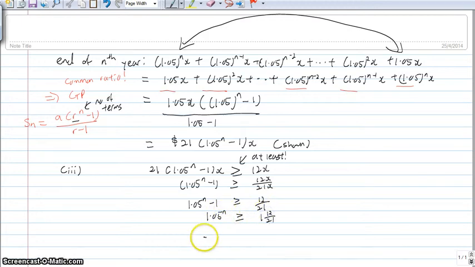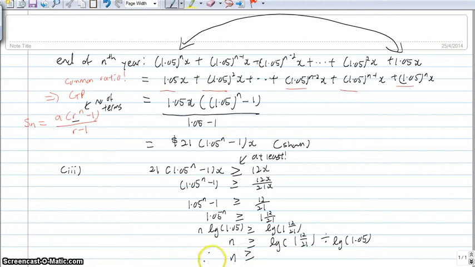Now, in order to solve for n, I have to add log on the left and on the right to bring down the power. So n log 1.05 is greater or equal to log of 1 and 12 over 21. So my n will be greater or equal to log of 1 and 12 over 21 divided by log 1.05. And this value here, that means n is greater or equal to 9.263.